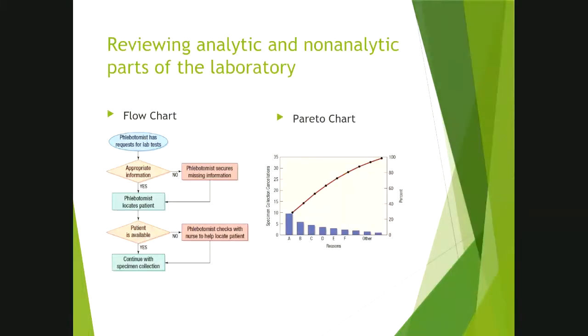You can also use flow charts. The patient has requests for lab tests. Is there appropriate information? If there isn't appropriate information, then we've got to follow up on the missing information. If the information is appropriate, we need to locate the patient. Is the patient available or not? If they're not, then we may not be able to collect the sample at that time.